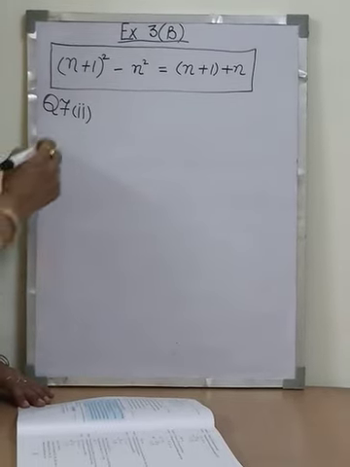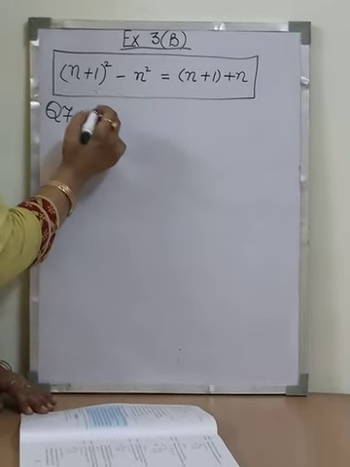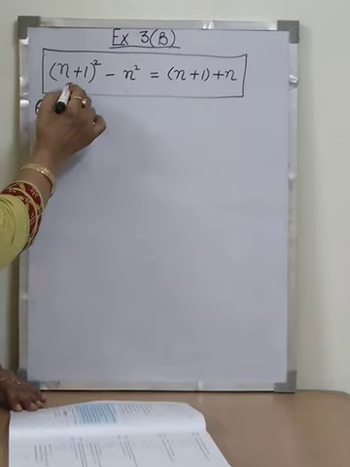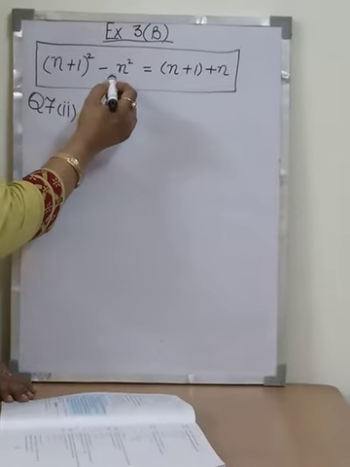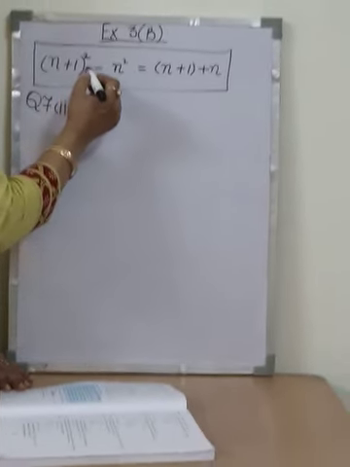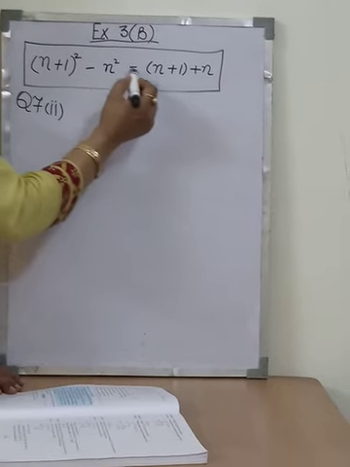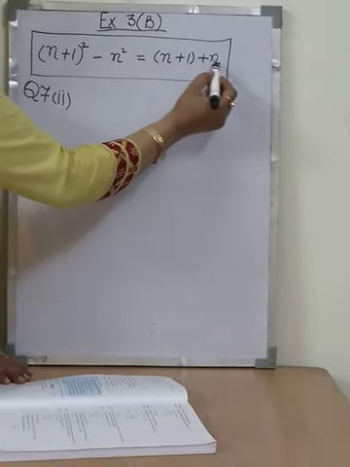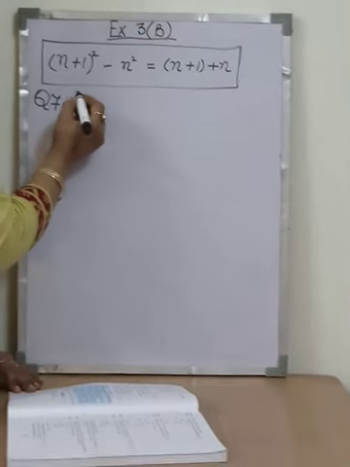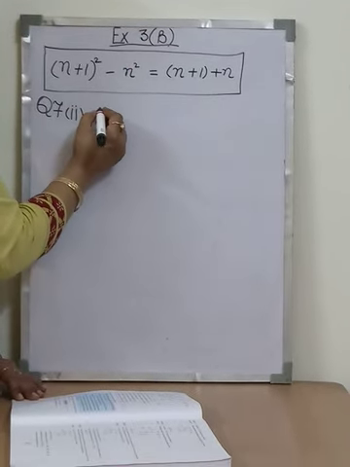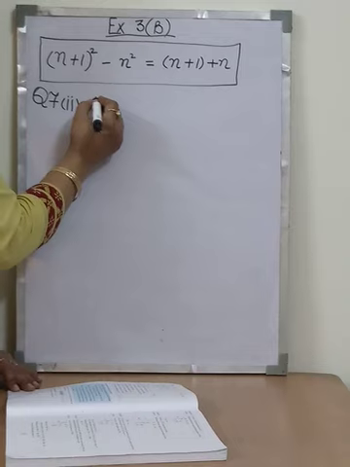Question number 7 is based on the difference of two consecutive squares. We are here finding the difference in the squares of two consecutive numbers. I explained this identity previously. Whenever we are finding the difference between the squares of two consecutive numbers, it is equal to the sum of the numbers. Let's see question number 7, second part.